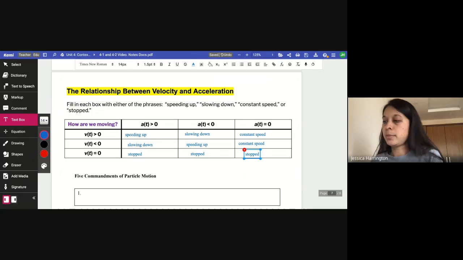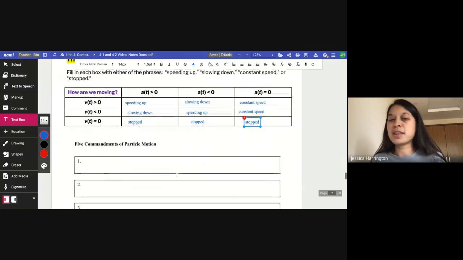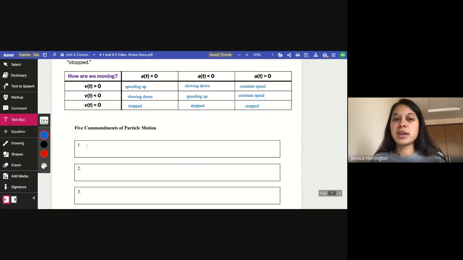Here we are, my 5 commandments. So using that information, I'm going to give you the 5 commandments of particle motion. So things that you can review, make sure they make sense. We have them in the tables above, but it'll help you use these in your justifications on FRQs.